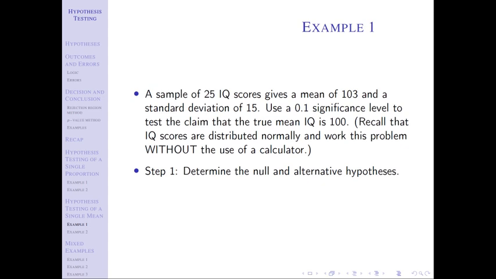A sample of 25 IQ scores gives a mean of 103 and a standard deviation of 15. This time we're given a significance level. We don't have to assume 0.05 to test the claim that the true mean IQ is 100. Recall that IQ scores are distributed normally. Notice this is a problem you should be able to work without a calculator. All the math is going to work out nice and simple for us.